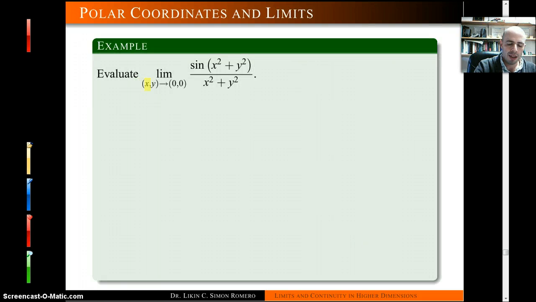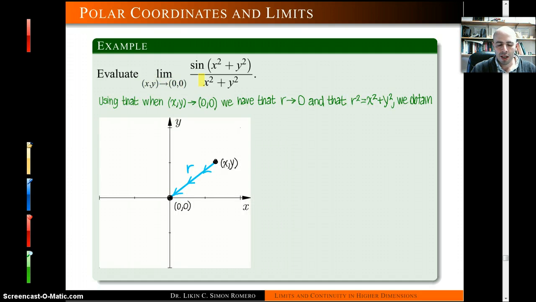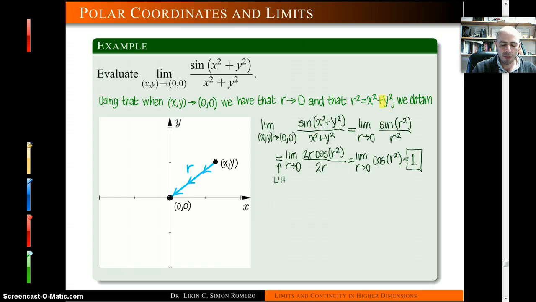So evaluate this limit when (x,y) approaches (0,0) of that. Notice that we have x squared plus y squared in the top and in the bottom. So the thing that we're going to do is, using that (x,y) goes to (0,0), we have that r goes to 0 and r squared is equal to x squared plus y squared. So notice that the thing that we're doing is we're replacing two variables by one variable. So we obtain that the limit that we need to compute is equal to replacing this by r squared. Remember that you can only do this if you replace all the x's and all the y's by r's.